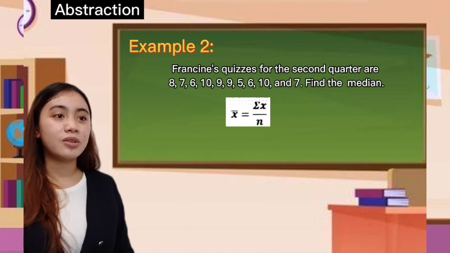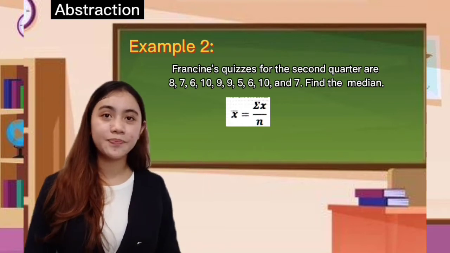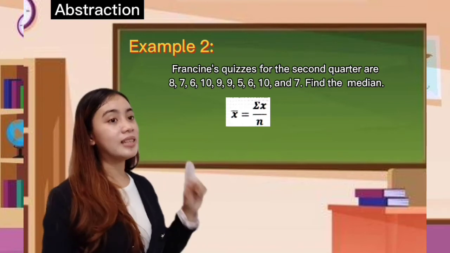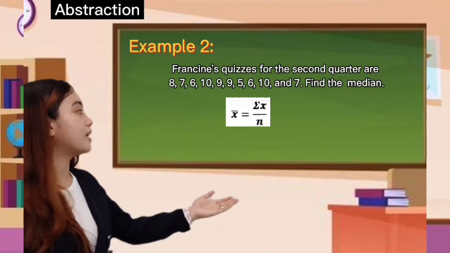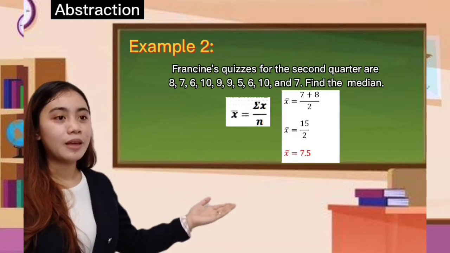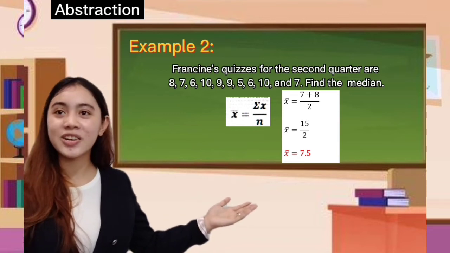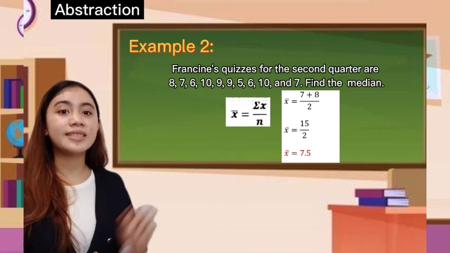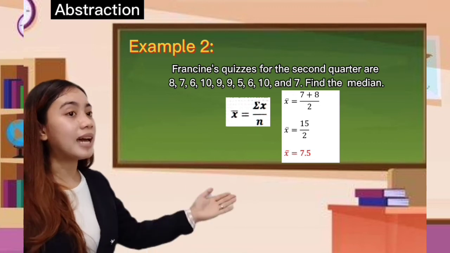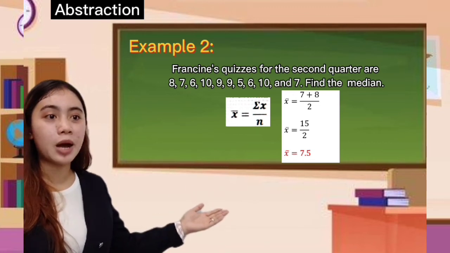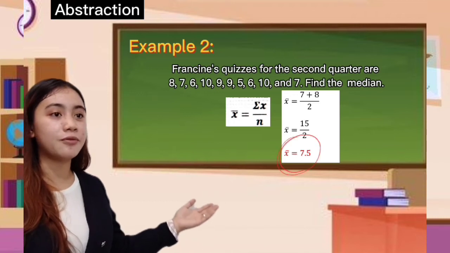Very good. What are the two middle numbers again? Okay, it is 7 and 8. So now let us solve. 7 plus 8 divided by 2 equals what? What is the answer? Very good, 7.5. So the median in this problem is 7.5.